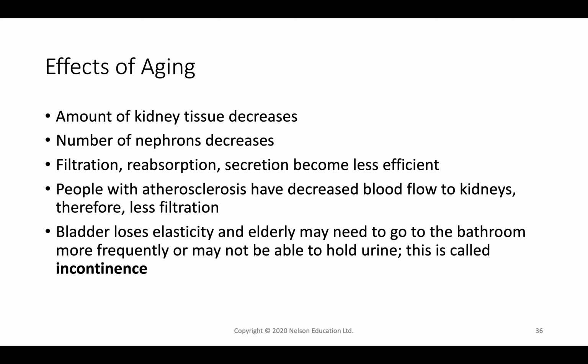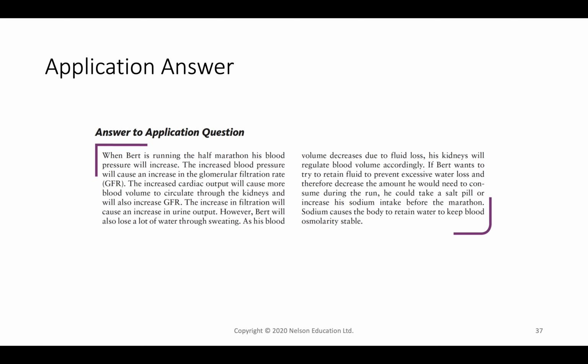So, okay, this brings us to the application question. So when Bert is running the half marathon, that will cause his blood pressure to increase. An increase in blood pressure causes an increase in GFR, or glomerular filtration rate. And we also are simultaneously going to see an increase in cardiac output. So an increased cardiac output is going to cause an increase in blood volume. So more blood volume is going to mean more blood circulating through the kidneys, also increasing the GFR. So this increase in filtration is going to cause an increase in urine output.